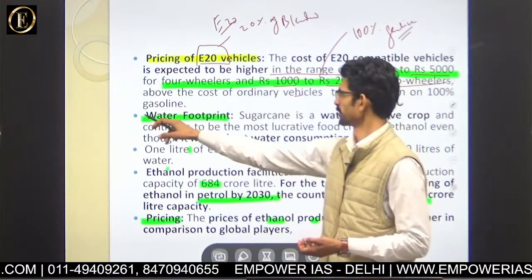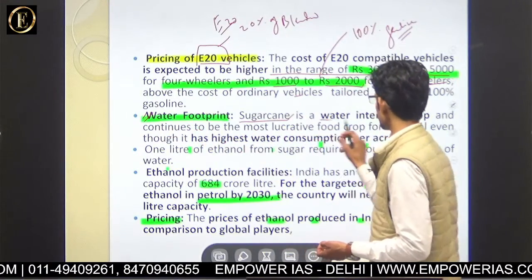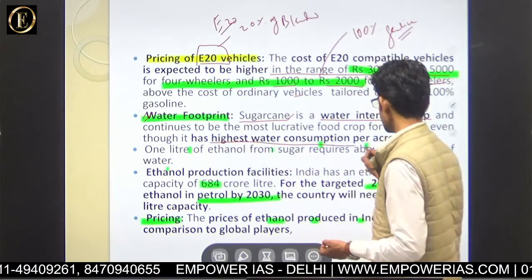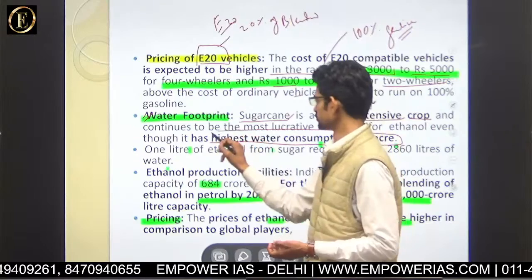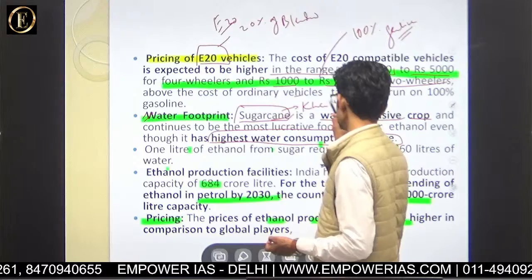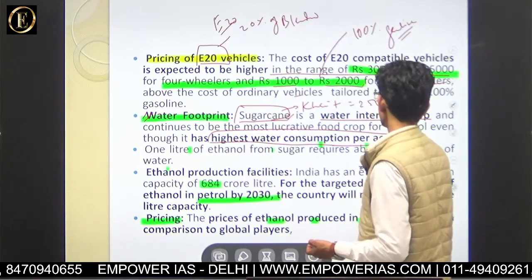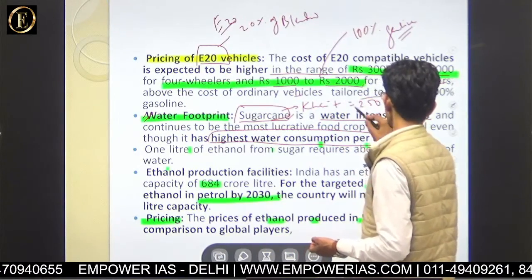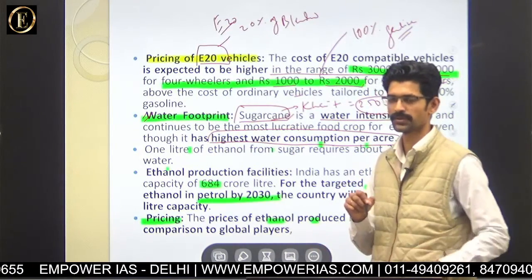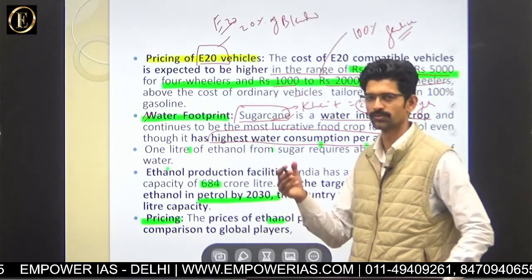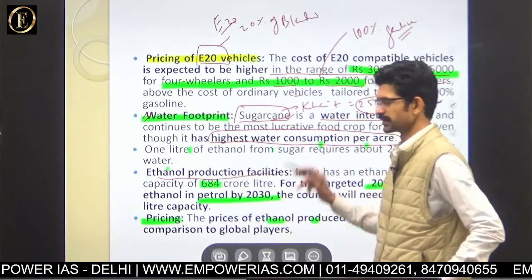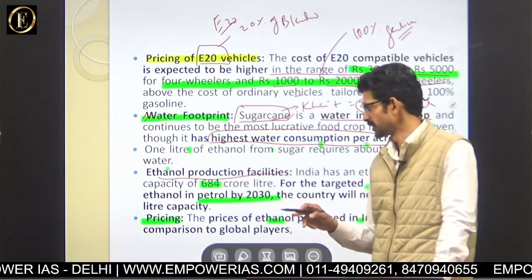Then water footprint: sugar cane is a water intensive crop and which leads to the highest water consumption per acre. तो जब हम गन्ने की खेती की बात करते हैं तो शुगर केन अगेन a kharif crop which needs 250 centimeter of rainfall and it is the highest water intensive crop and which is again used for the ethanol blending by generating molasses. Then ethanol production facility, कैसे ethanol production facility develop हो रही है?